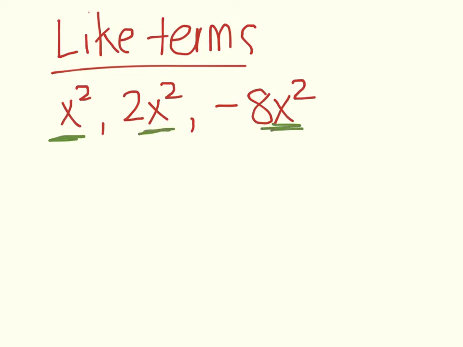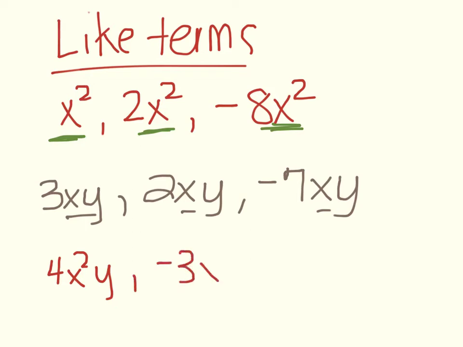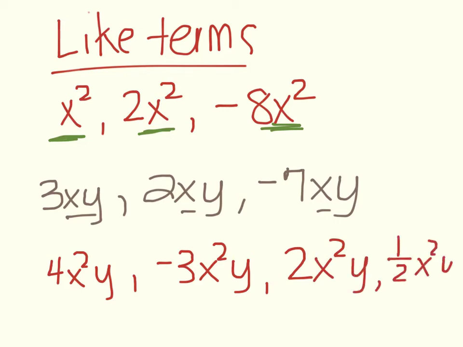Here'd be another example of like terms. I could have 3xy, 2xy, negative 7xy. Those would all be like terms because they all have that xy part. Another example would be 4x squared y, negative 3x squared y, and 2x squared y, or even a half x squared y. They all have that x squared y part, so those would be like terms.